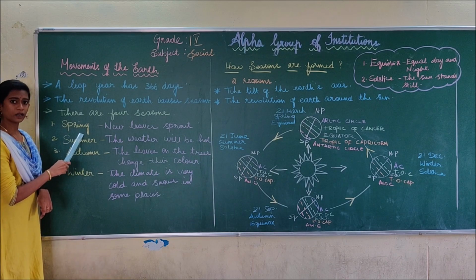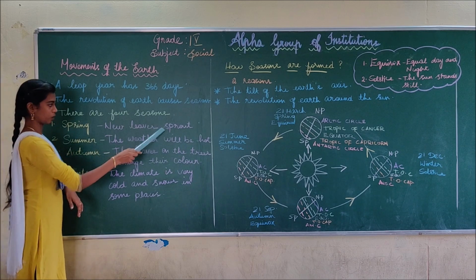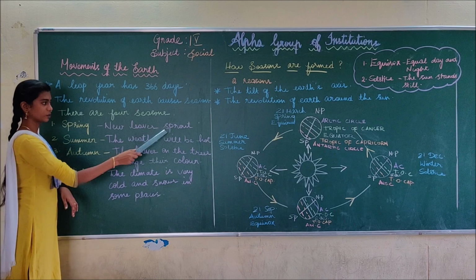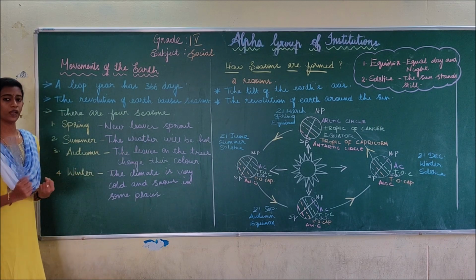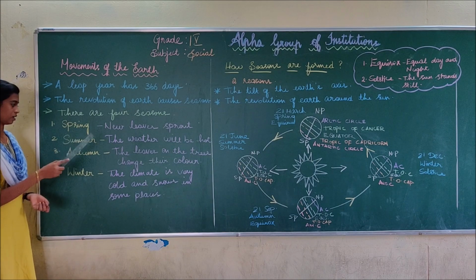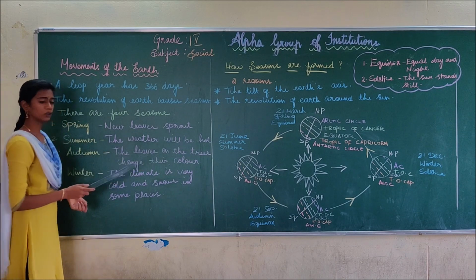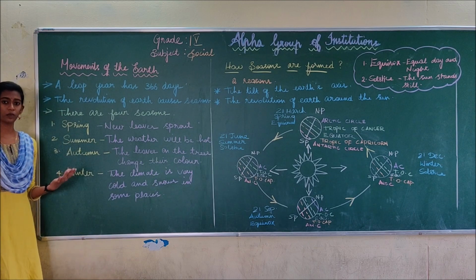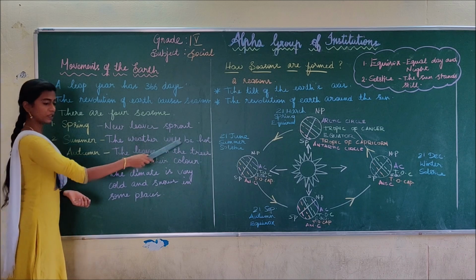What does the spring bring? New leaves sprout. Sprout means new leaves will grow. Okay, that is during the spring season. Next, summer. The weather will be hot. How will the weather be? The weather will be very hot. In summer, the weather will be hot.